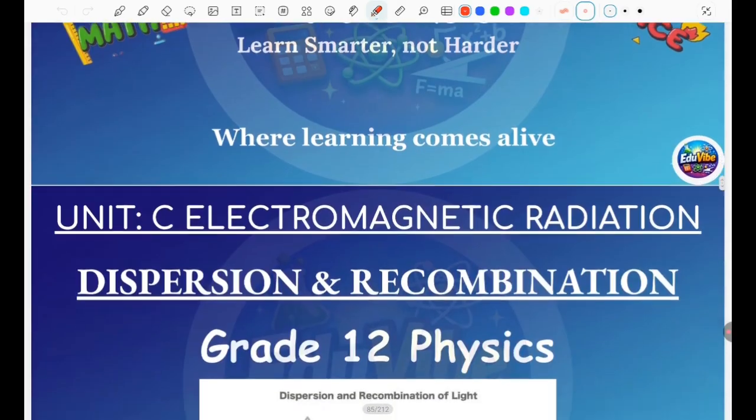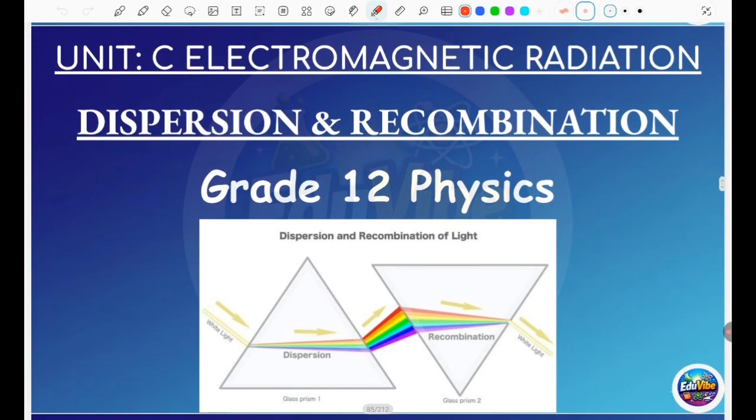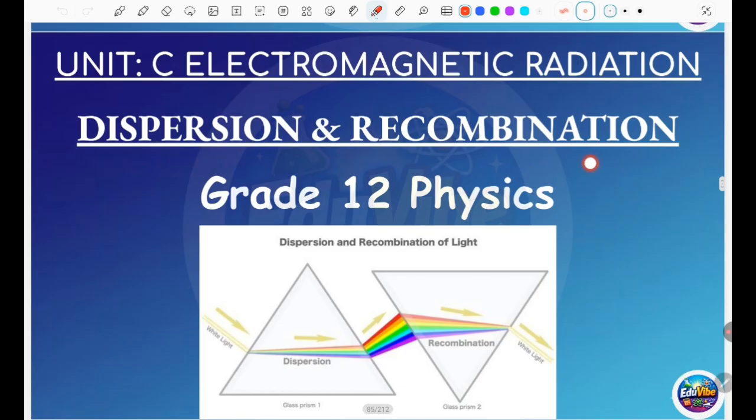In today's lesson, we'll start with another part of electromagnetic radiation. Today we're doing dispersion and recombination. Dispersion is when white light splits into seven colors as it moves through a prism. Then when the colors go through another glass prism, which is upside down, they move back to white light. So recombination is the reversal of dispersion. That's the thing about dispersion and recombination.